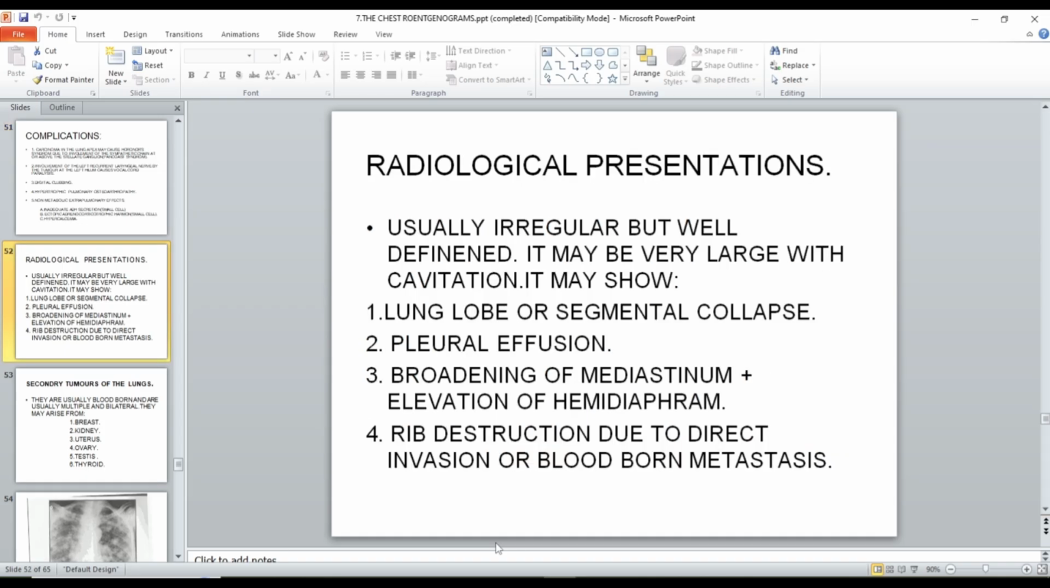Radiological presentation is usually irregular but well defined, and may be very large with cavitation. It may show lung lobe or segmental collapse, pleural effusion, broadening of the mediastinum, elevation of the hemidiaphragm, and rib destruction due to direct invasion or bloodborne metastasis.